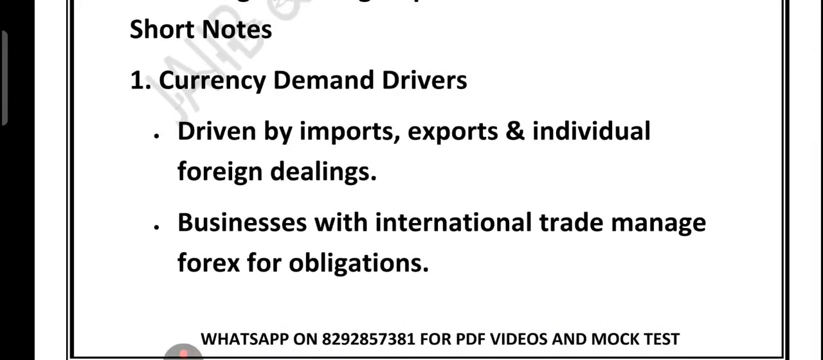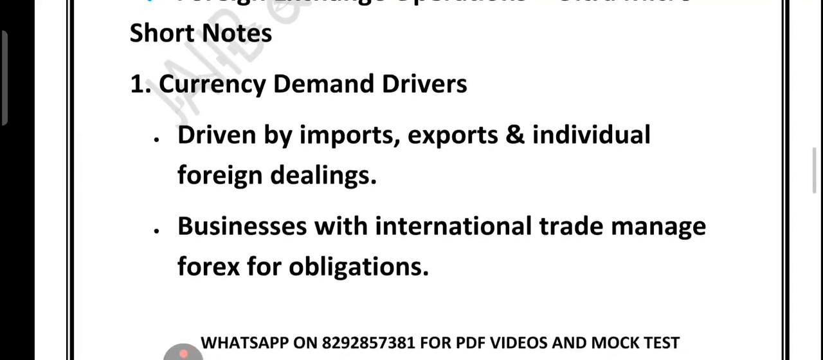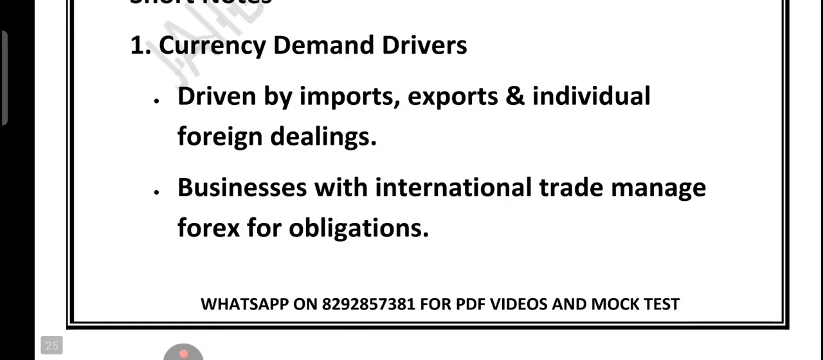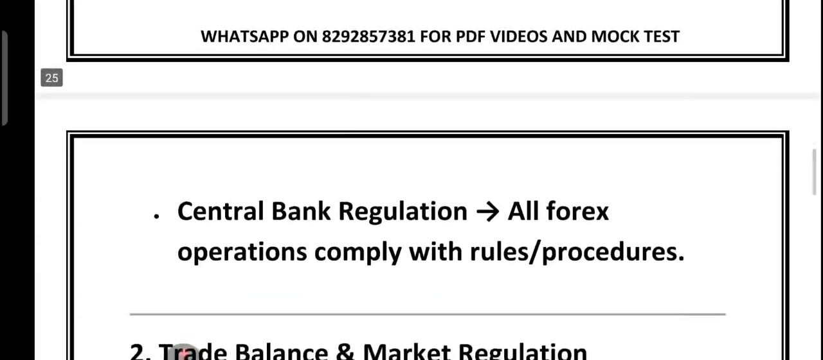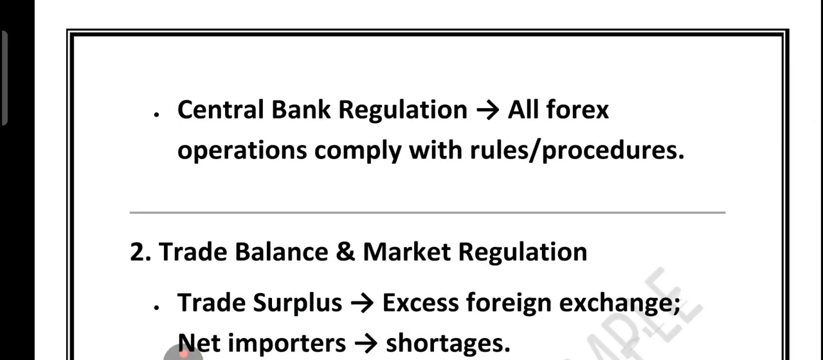Now friends, let's switch our focus to how foreign exchange operation works. So, currency demand drivers. Demand for foreign currency comes from imports, exports, individual foreign exchange, and businesses trading internationally, who need forex to meet their obligations. The central bank regulates all kinds of forex operations to ensure compliance with the rules.